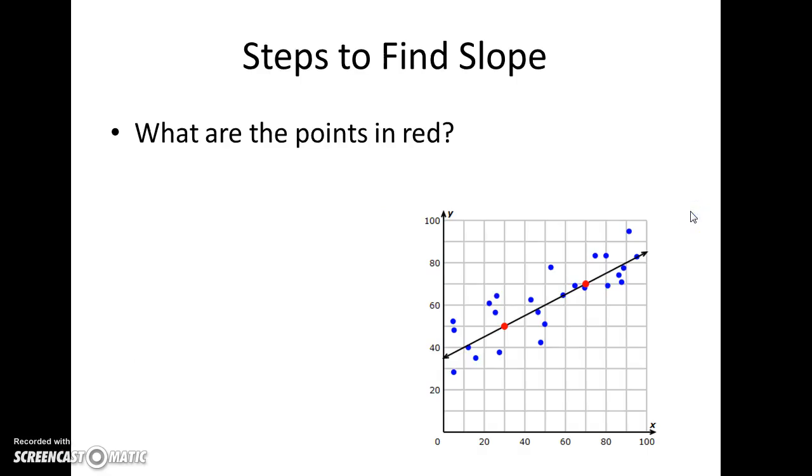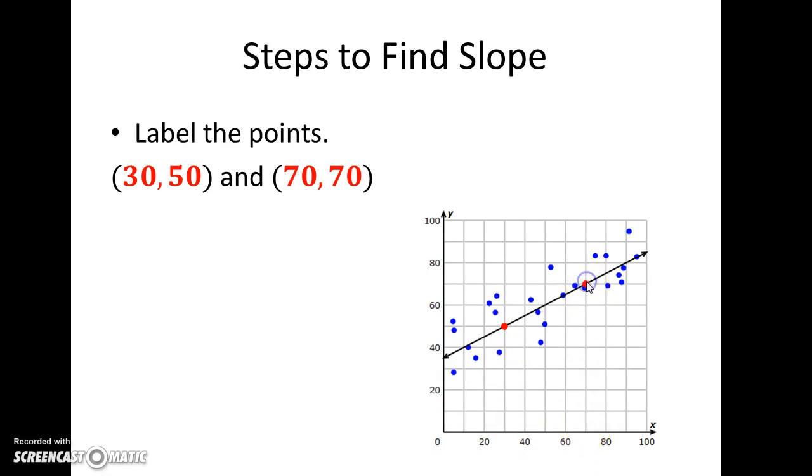First things first, let's find the slope. First step, we have to figure out what the points in red are. They are (30, 50) and (70, 70). So we went over 30 and up 50, and then we went over 70 and up 70. We need to then label the points. So (30, 50) we can label as x1, y1, and (70, 70) we can label as x2, y2.